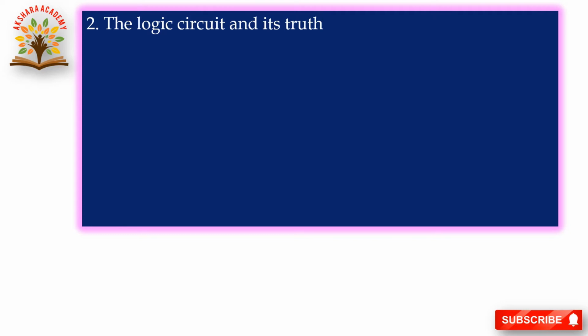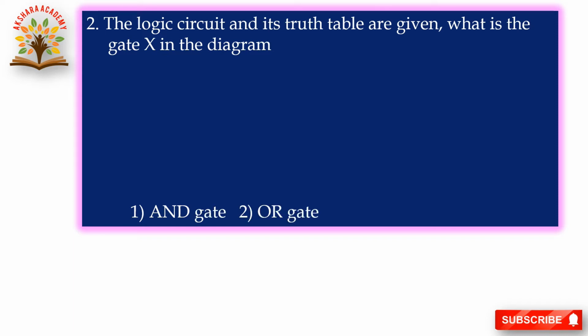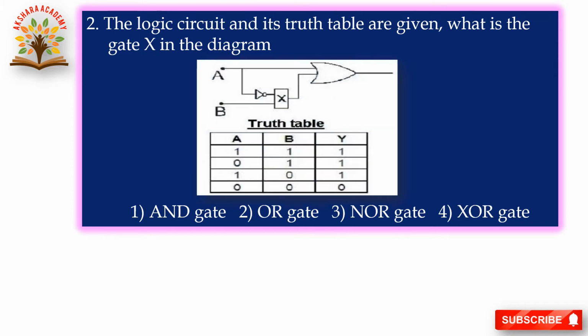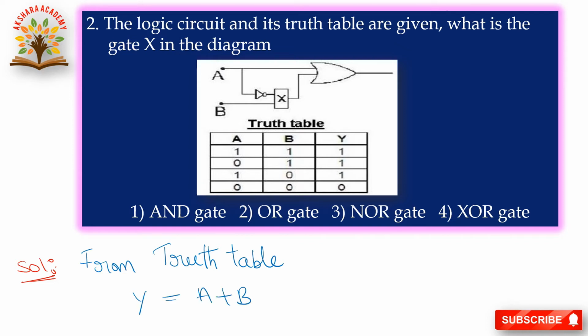The logic circuit and its truth table are given. What is the gate X in the diagram? So from this truth table, we know that Y is equal to A plus B, or that is OR gate. Now let us go to the solution. From the truth table, we know that Y is equal to A plus B, so that is OR gate.